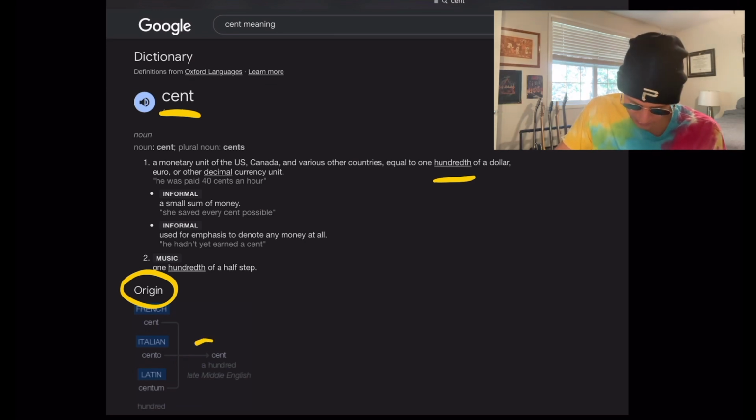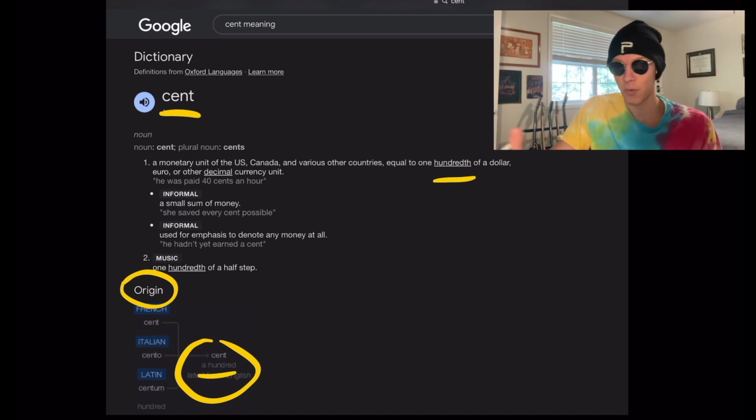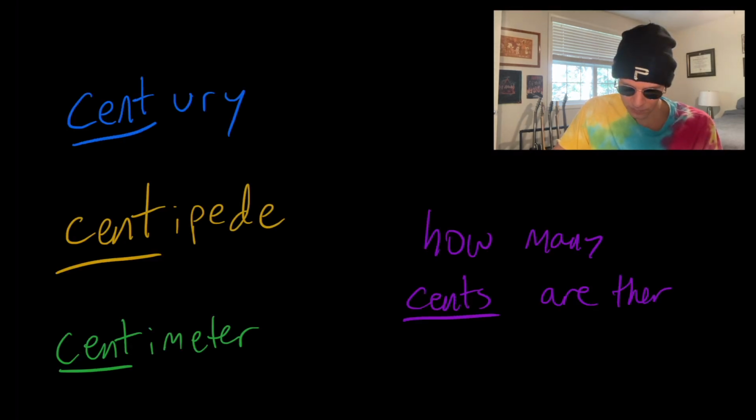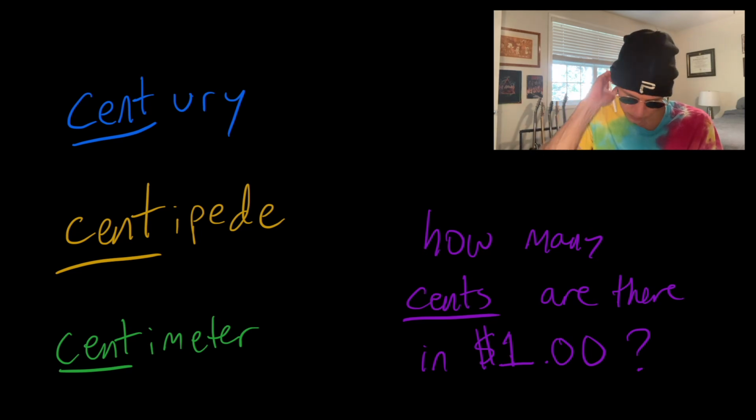But here, cent, 100. So cent corresponds with 100. Per corresponds with for each. It's worth mentioning too, think about what other words have the word cent in them. Century. How many years is a century? A centipede. How many legs does it have? Those are some things you might want to think about to help you figure out what words mean.